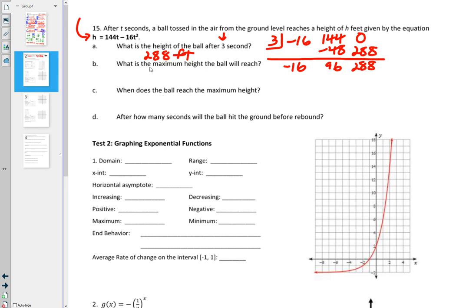So this is in standard form. We already know that a is negative 16, b is 144, and c is 0. So I'm going to have to get h first. I can already tell that part C is going to ask me for how long it took to reach the maximum. So that's h. So H is equal to negative 144 over 2 times negative 16, which is negative 144 over negative 32.